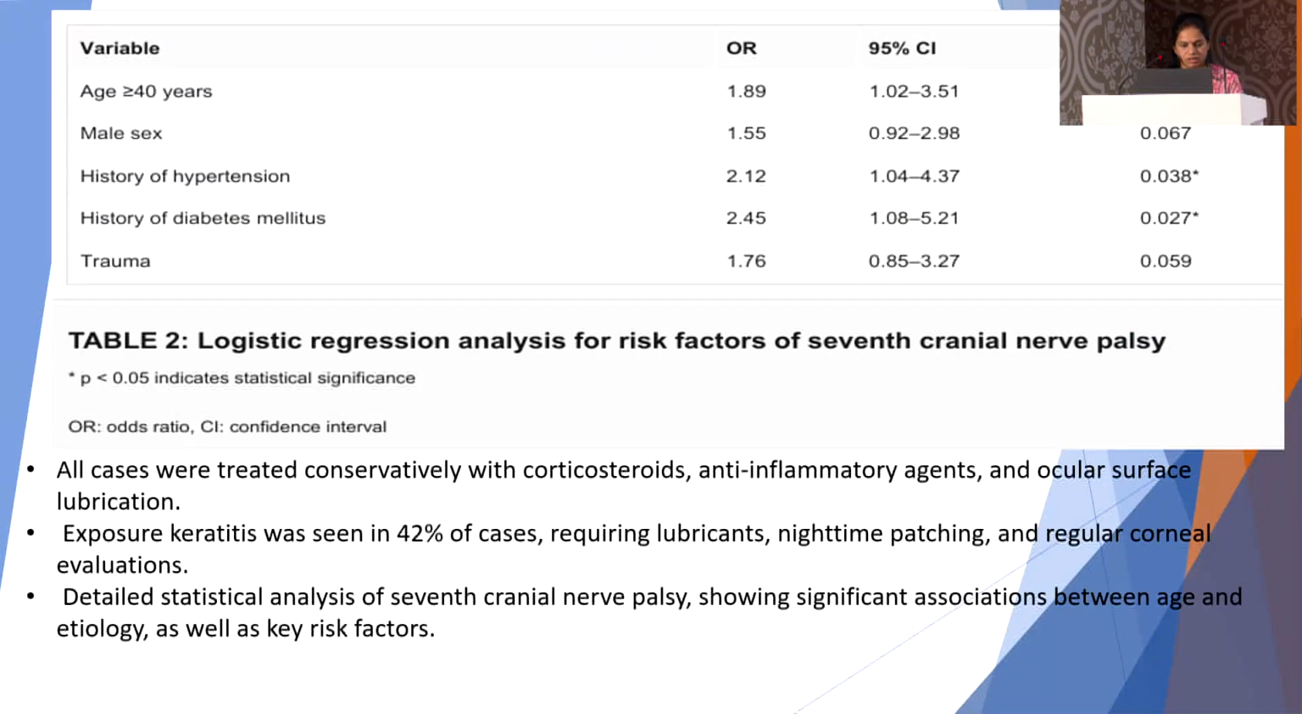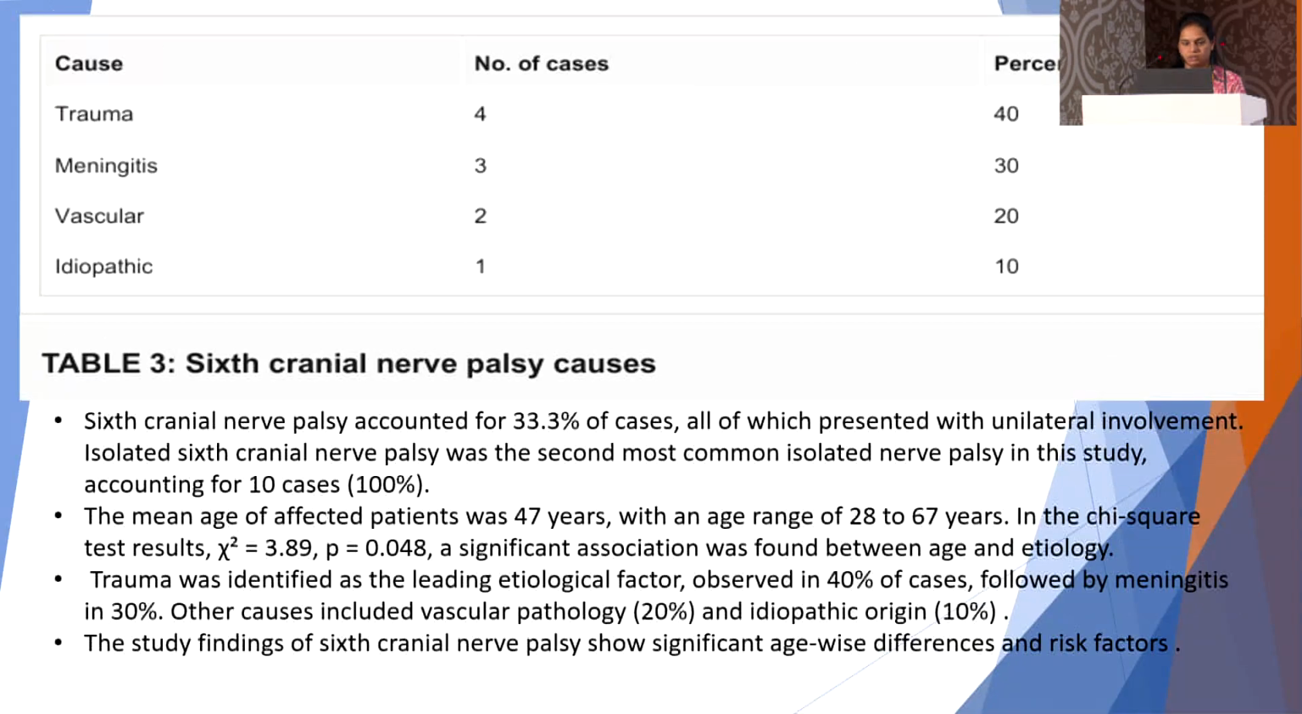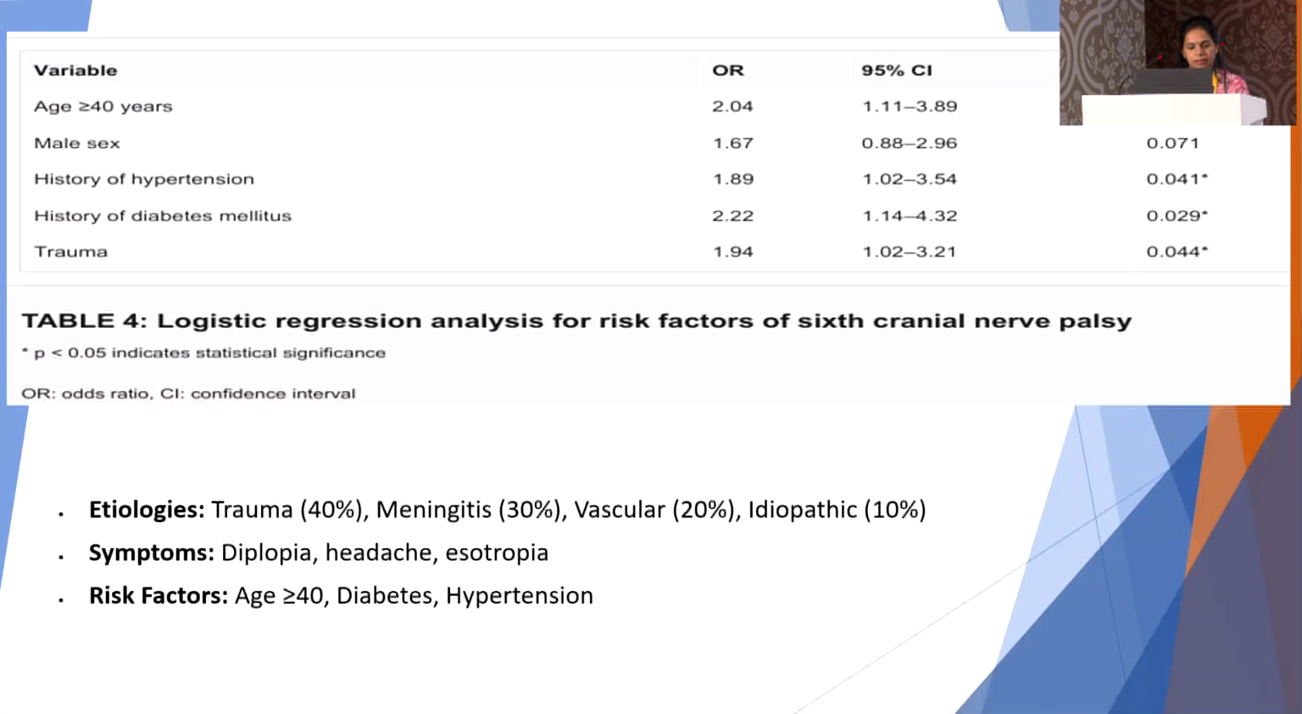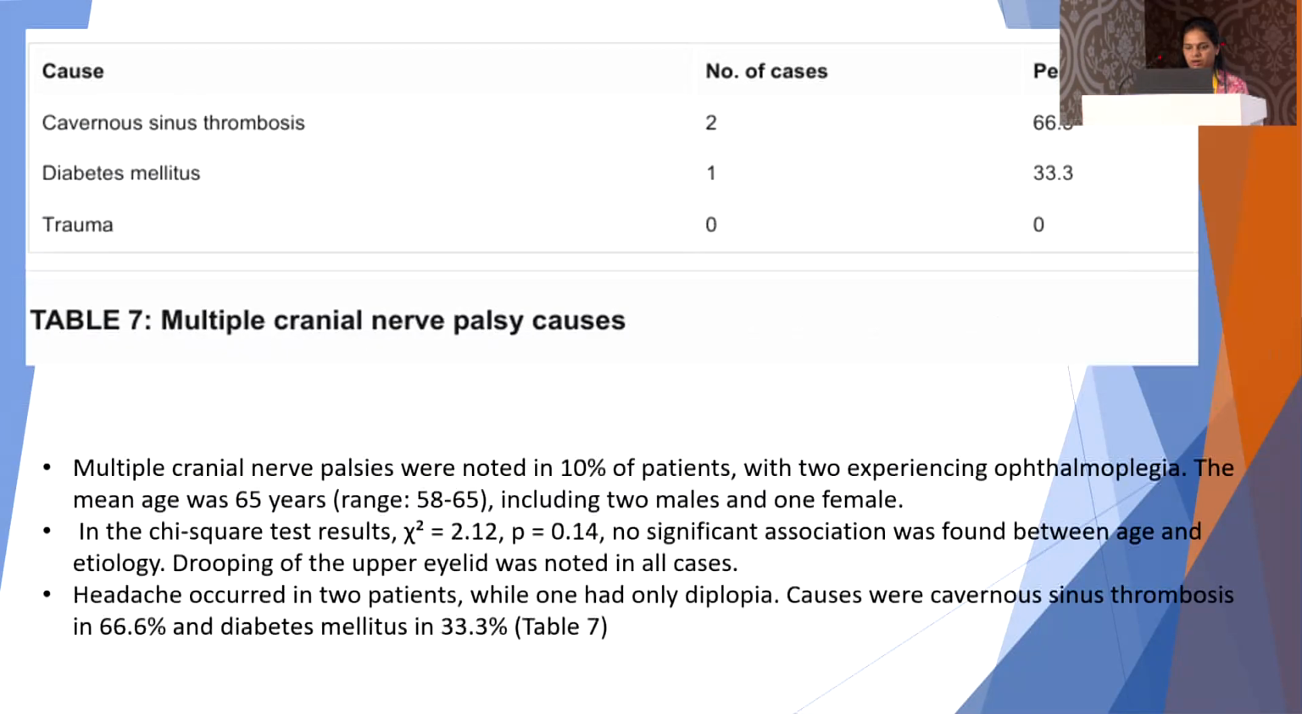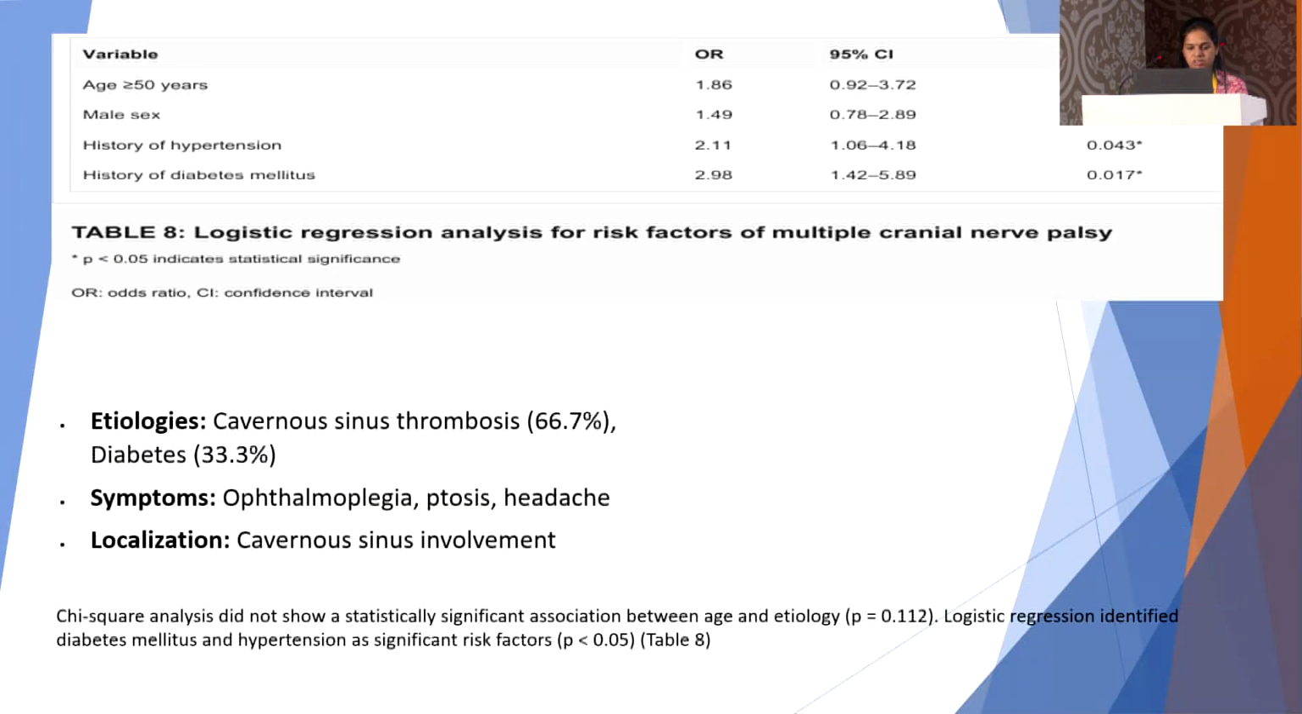All cases were treated conservatively, and exposure keratitis was noted in 42% of cases. Detailed statistical analysis showed significant association between age and etiology. In third and sixth cranial nerve palsy, there were 33.3% of cases, and etiology was trauma, meningitis, and vascular in third nerve cases. Multiple nerve involvement was observed in 10% of patients, and headache occurred in 2 patients. The etiology was cavernous sinus thrombosis, ophthalmoplegia, and cavernous sinus involvement.